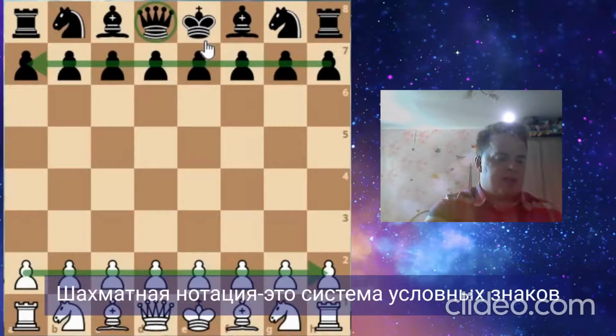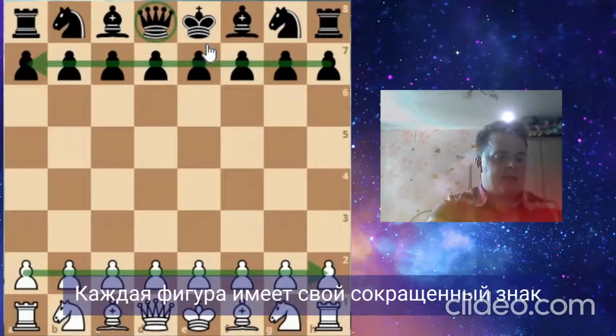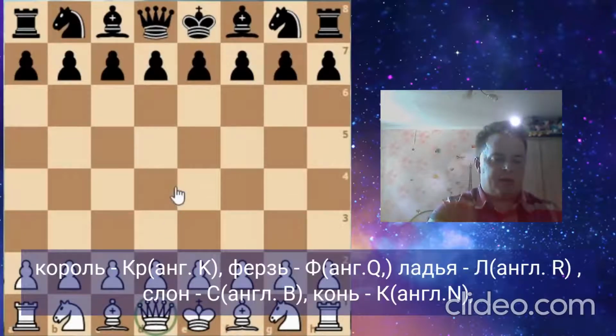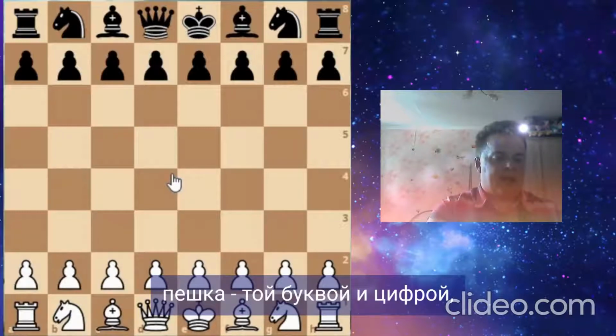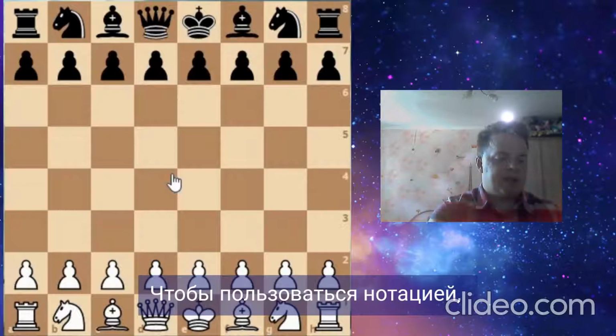The chess notation is a symbolic system for recording the position of the game and the moves of the figures. Each figure has its own abbreviated letter: the king, the queen, the rook, the bishop, the knight. To use the notation, you need to know the board's numbering.